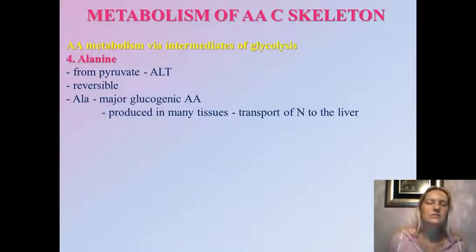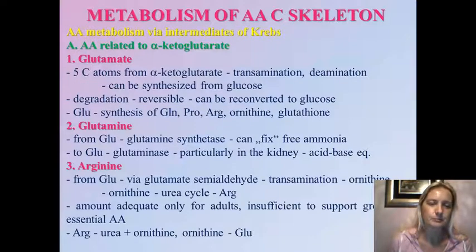Alanine, this is what we all know, it can be synthesized from pyruvate in the transamination reaction by alanine aminotransferase, and this reaction is absolutely reversible. So alanine can be degraded to pyruvate. Alanine is a major gluconeogenic amino acid, so it's synthesized in many tissues. We have already mentioned that, because it is one of the ways of safe transport of nitrogen to the liver for deamination and for the urea cycle.